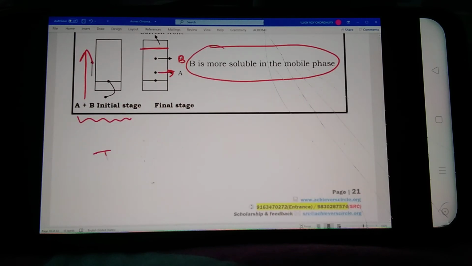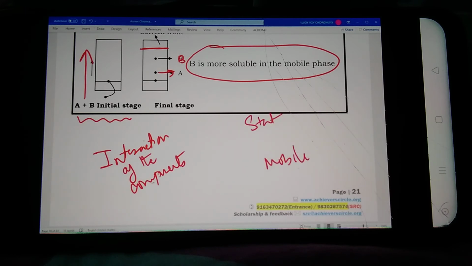So again, this holds. Interaction of the components, that is A and B, with the stationary phase and with the mobile phase. Differential interaction leading to differential migration, and that is leading to separation.